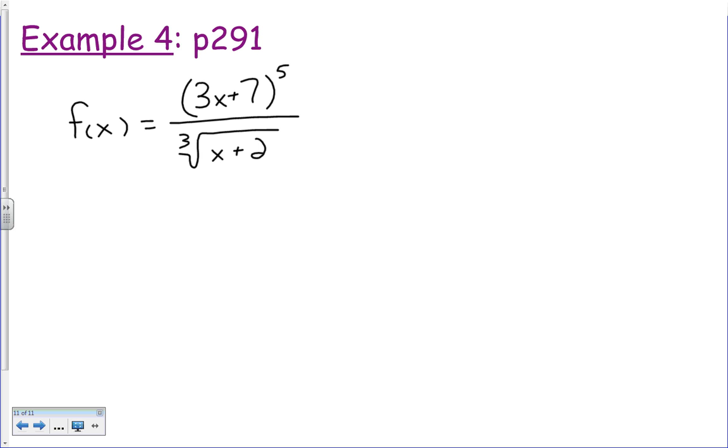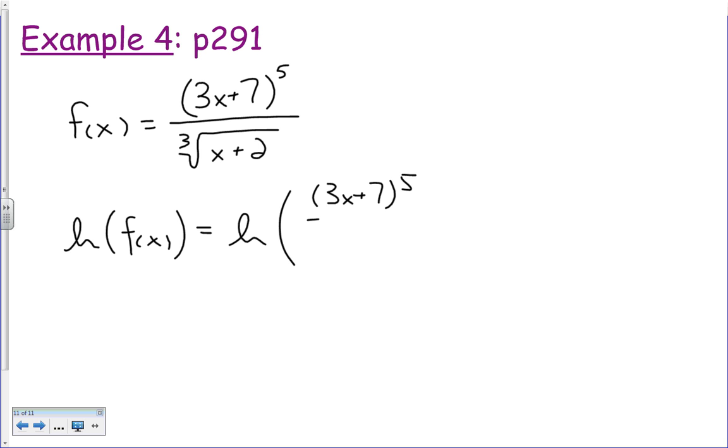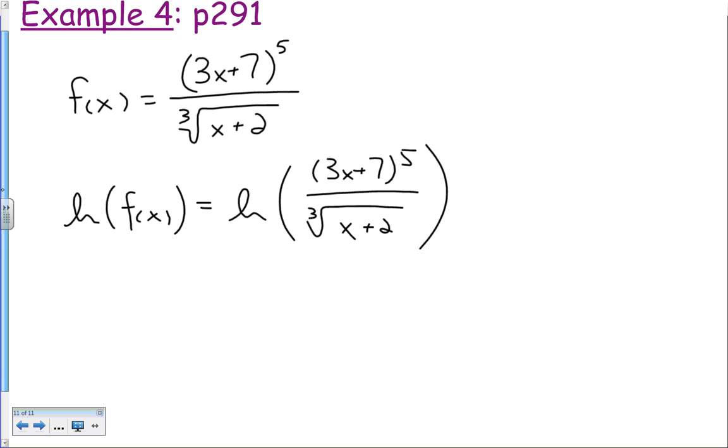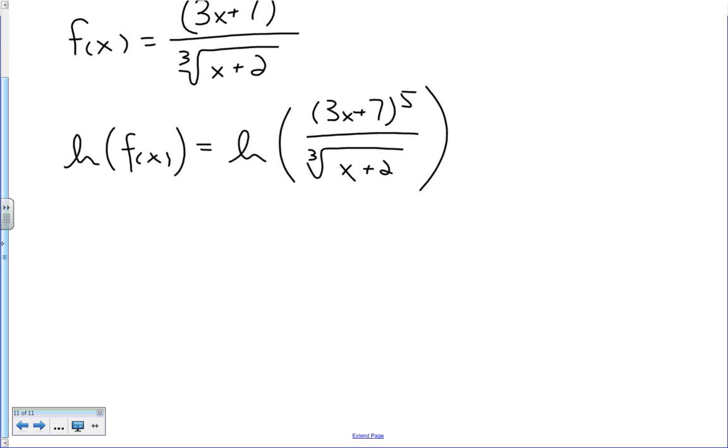Instead, let me show you another technique that we could use. Let's use logarithmic differentiation. So we're going to take the natural log of both sides. Natural log of f of x is equal to the natural log of this whole thing here, 3x plus 7 to the 5th power, divided by the cubed root of x plus 2. All right, now the reason for doing this is over on the right-hand side, I have some properties of logs that allow me to simplify this. So the left-hand side, let's stay the same, and the right-hand side is what I want to rewrite.